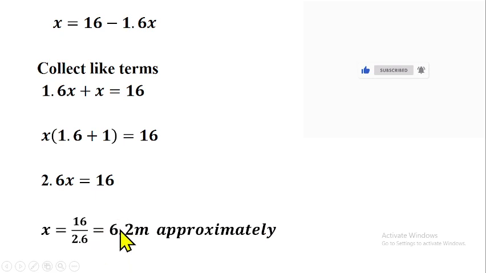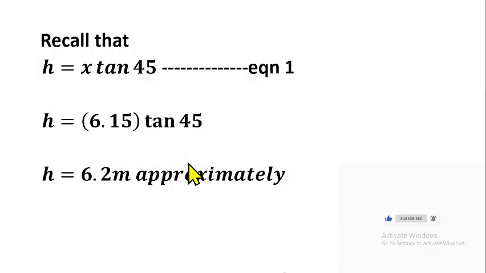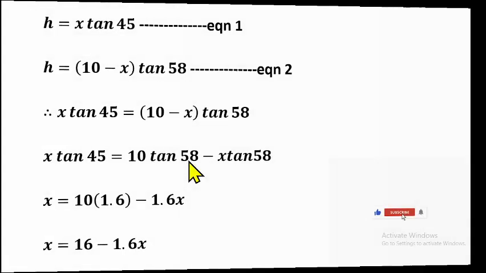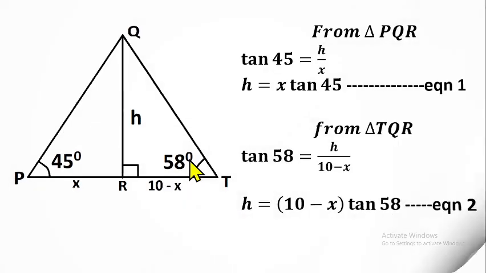It is more than this, but you have approximated to one decimal place. So the value of our x is 6.2 meters. So from there, now that we know the value of our x, don't forget that that's not what you really want to find. Let's go back from the beginning of the question.